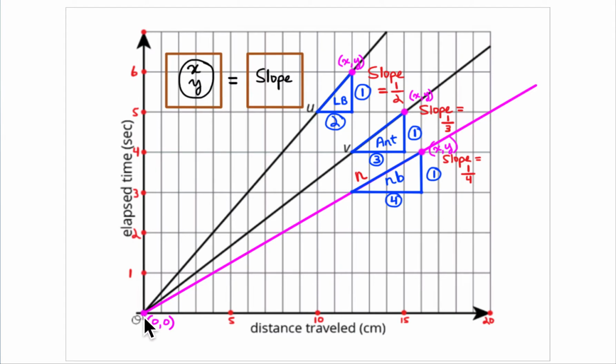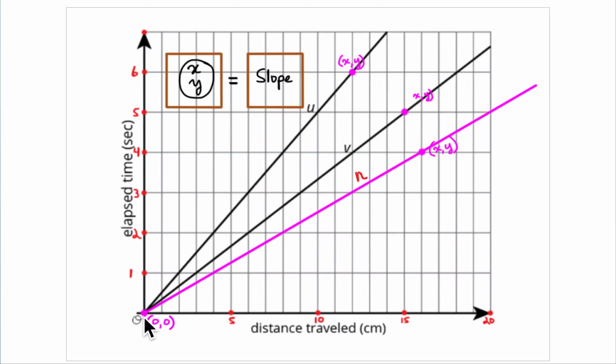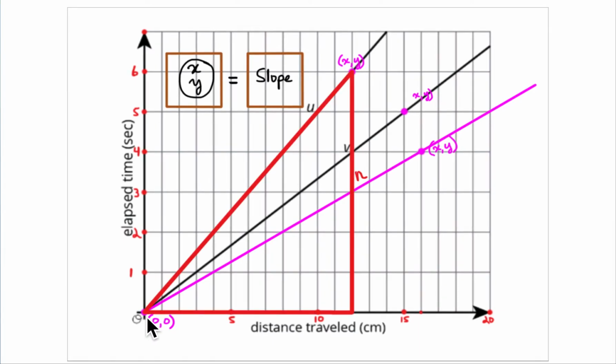through 0, 0. So for the ladybug, the ladybug travels 12 centimeters. Since it goes through 0, 0, that is the same as the x-coordinate. So that's going to go right here as the x-coordinate. You go out 12 centimeters, and how much time does it take to travel that 12 centimeters? It takes 6 seconds. So notice that the y-coordinate is the same as the vertical distance because it goes through 0, 0. We don't have to shift the triangle at all. We don't have to do all that stuff that we've done in the past.